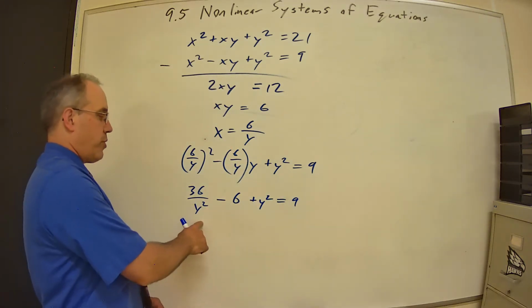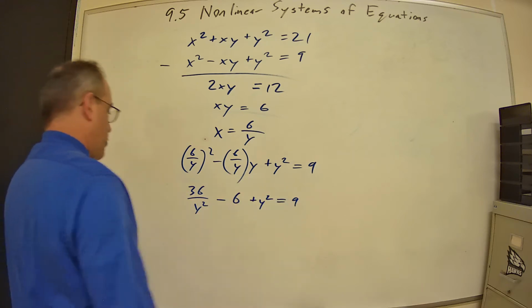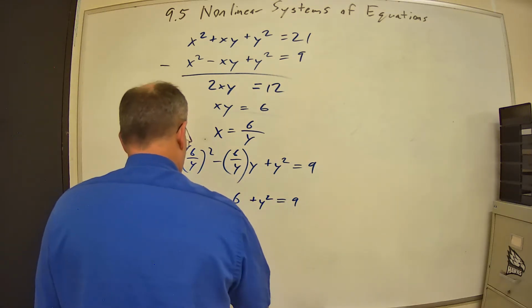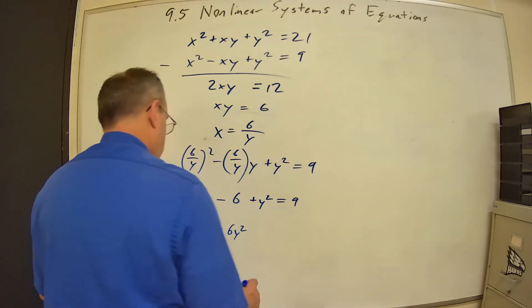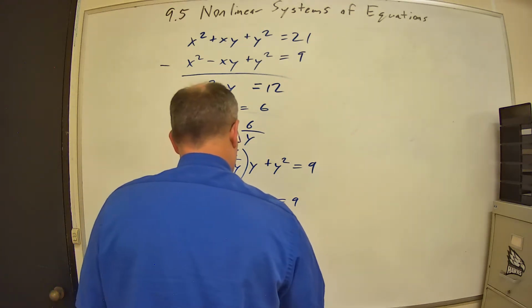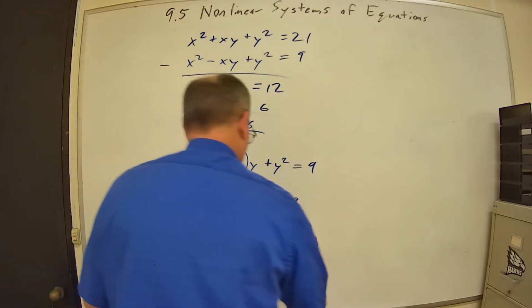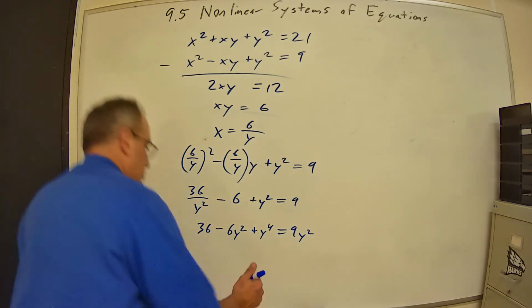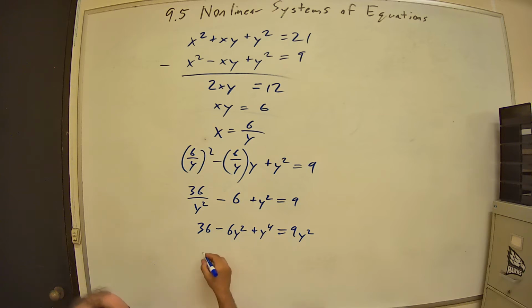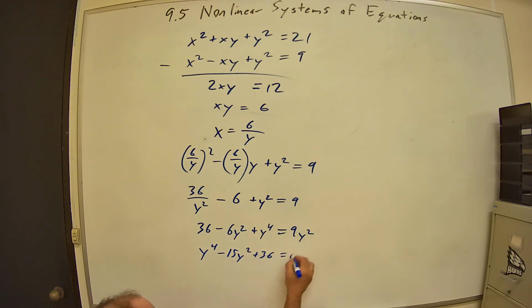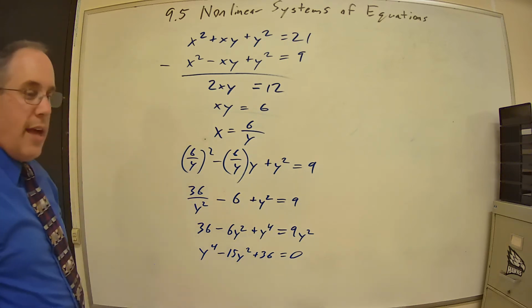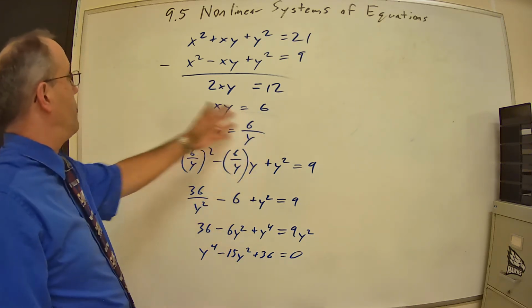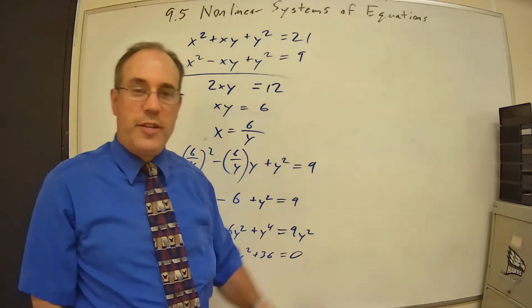Well, I don't want this y squared in the denominator, so I'm going to multiply through by y squared. Gives me 36 minus 6y squared plus y to the 4th is equal to 9y squared. So arranging it and combining like terms, I have y to the 4th minus 15y squared plus 36 is equal to 0. Now what I notice here is, first of all, I probably would have been better off putting it further off to the side so I'd had more space to work.